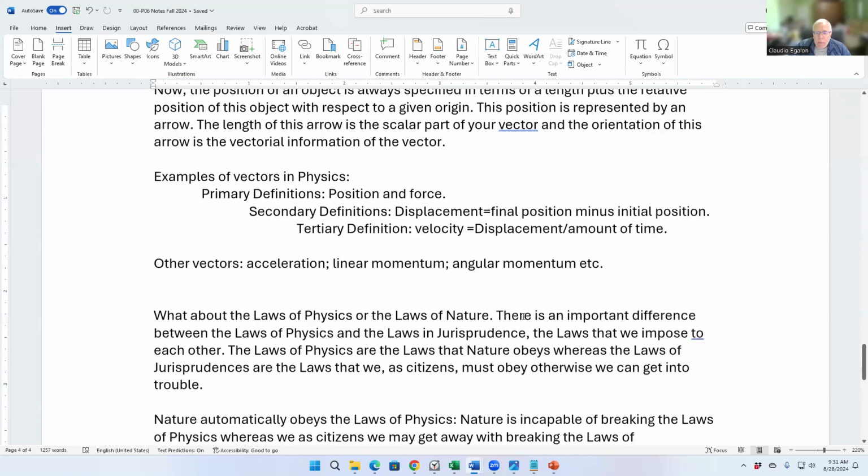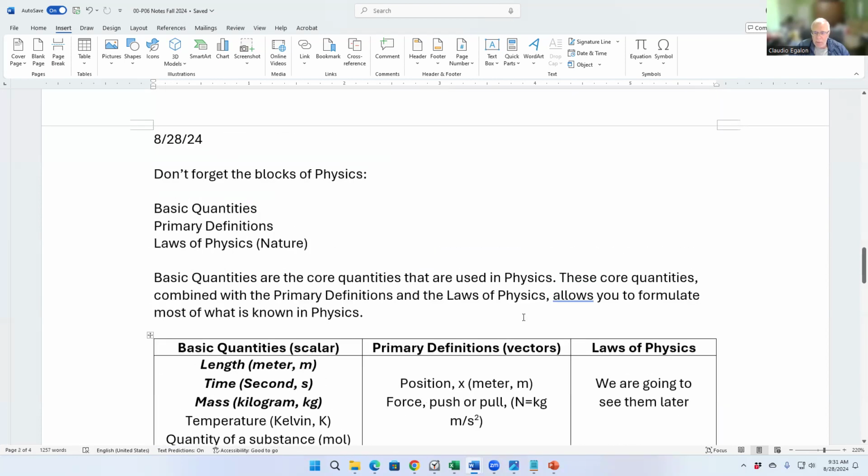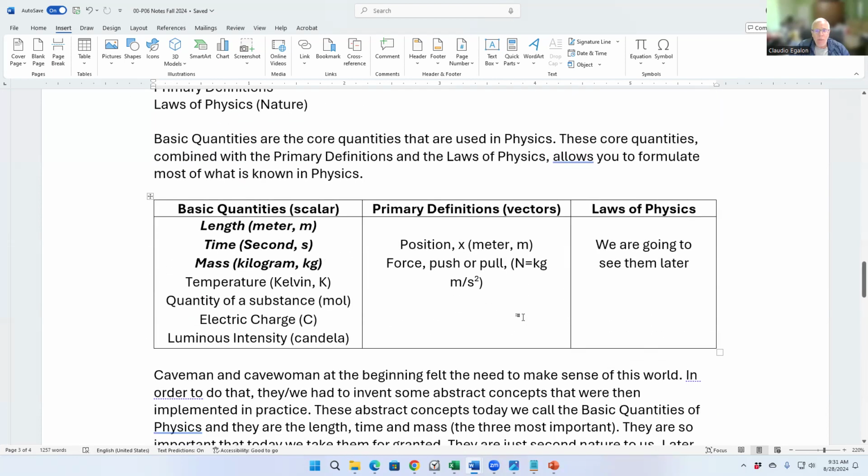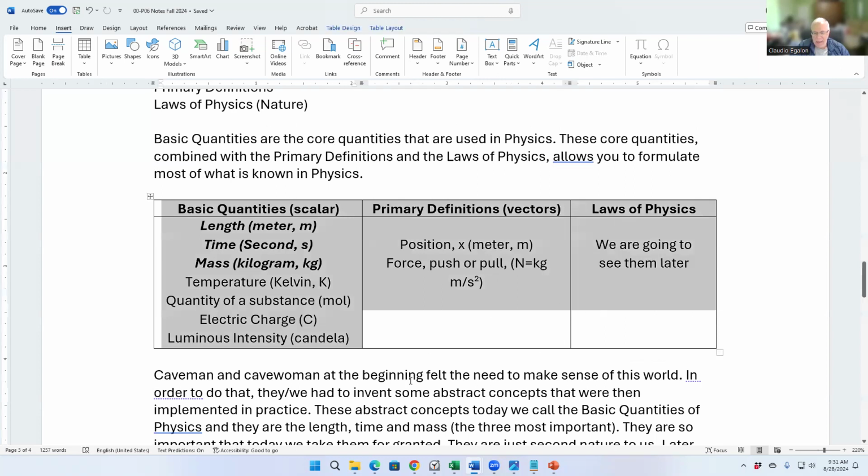So that's what I want to tell you about the core principles of physics. Keep that in mind. Every time you are struggling with physics, just go back to the basics. Go back to what I mentioned here. That helps organize the mind, the brain. Any questions before we move forward?